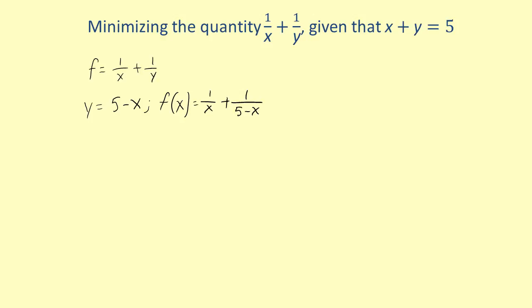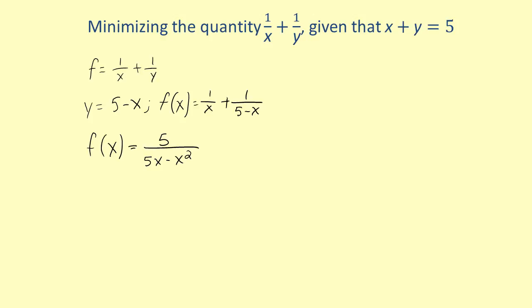Given that x and y are two non-negative numbers, we can conclude that the domain is from 0 to 5, exclusive. Since f is continuous over this interval, and the graph has ends approaching positive infinity, then f will have an absolute minimum at a critical point. Start the process by finding a common denominator and simplifying the expression for f of x.